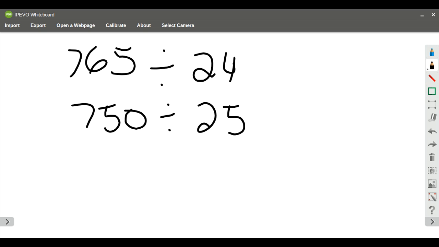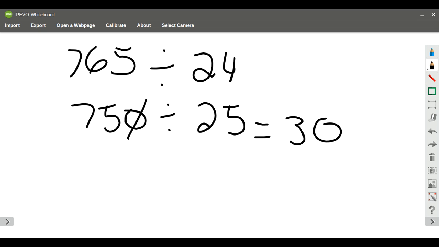And when I make it 750, I know that 750 is a multiple of 25. And so I'm going to use my math fact. So I'm going to take off the 0 here. And when I take this 0 off in the dividend, I put it over here in the quotient. And now I'm left with 75 divided by 25, which is going to be 30.